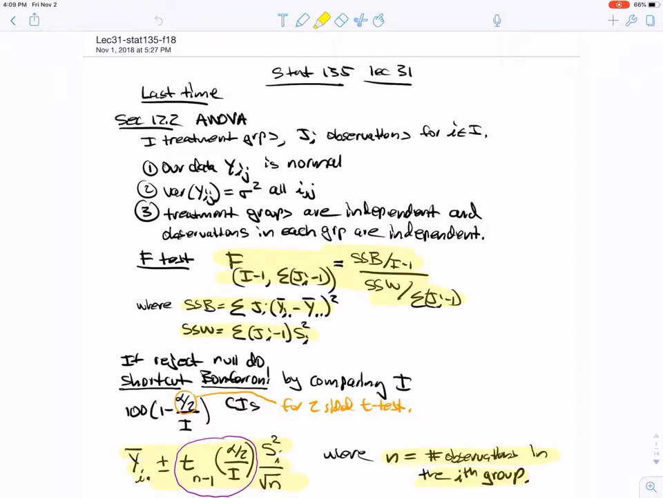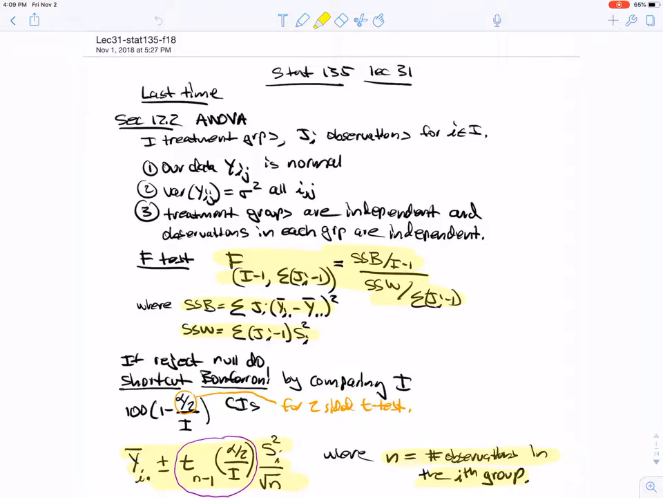We have I treatment groups and J_i observations for each of the I groups. The assumptions of our model are that our observations Y_ij are normal, that the variance of all these observations is sigma squared, that the treatment groups are independent, and that observations in each treatment group are independent.